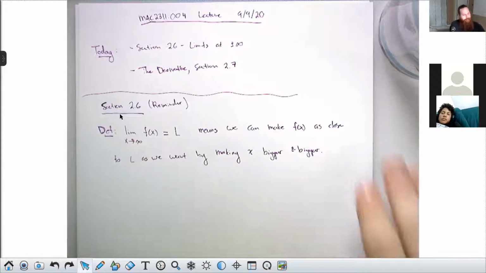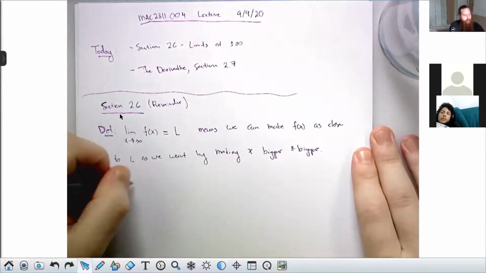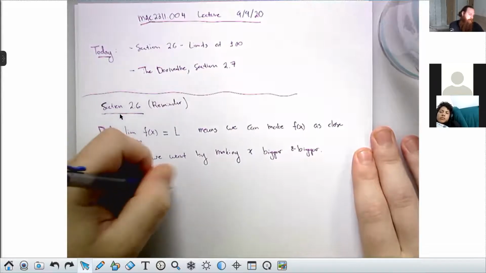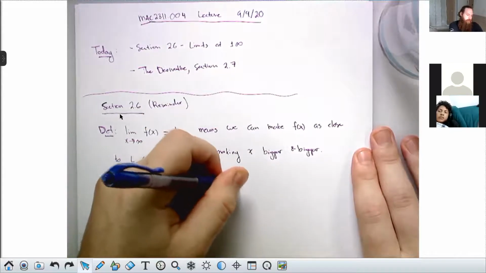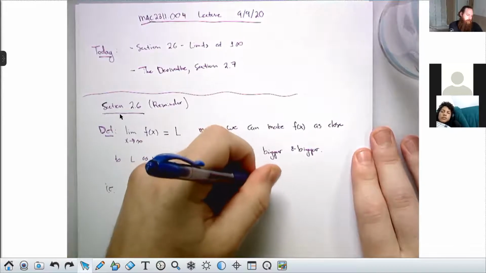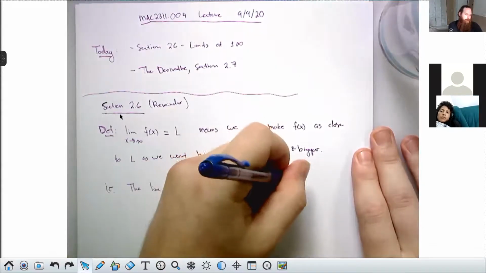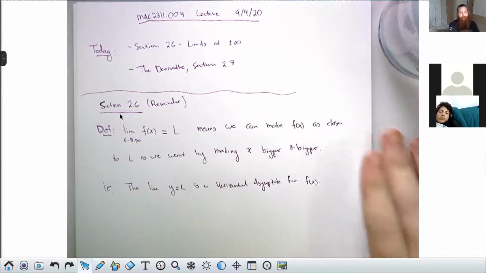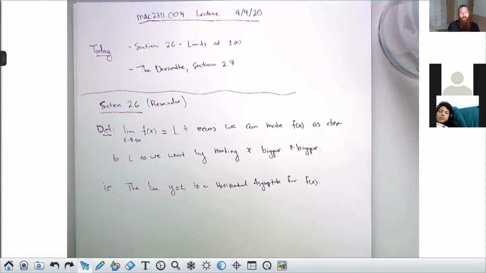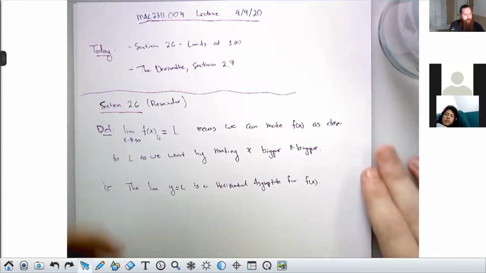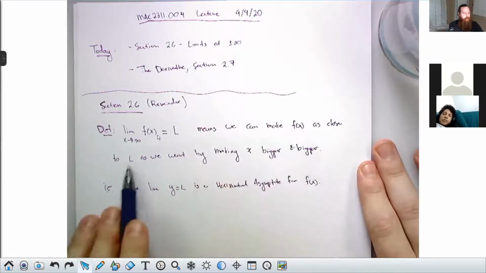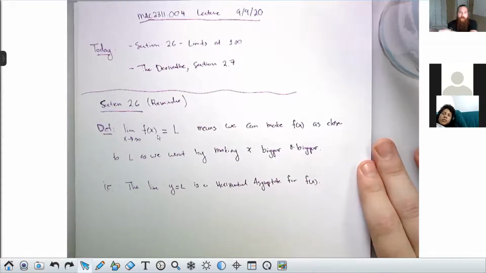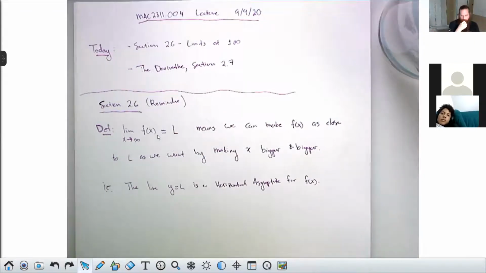Another way of saying this is the line y equals L is a horizontal asymptote for the function f of x. All right, so you say L is the limit as x goes to infinity of f of x if, as you wander off to the right on the graph of f, you get closer and closer and closer to L. And if you can get those y values as close to L as you want by going further and further to the right, then we say the limit as x goes to infinity of f of x is equal to L.